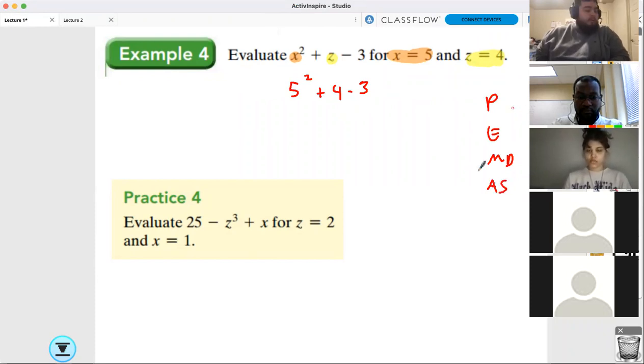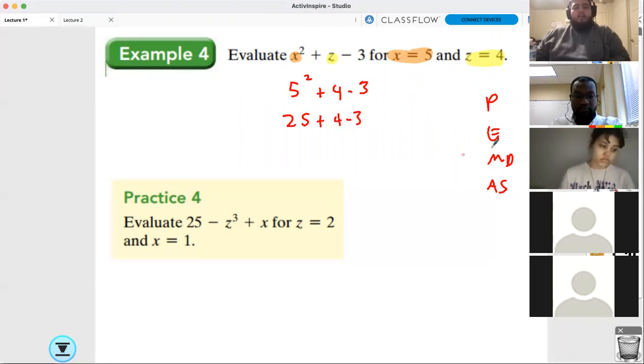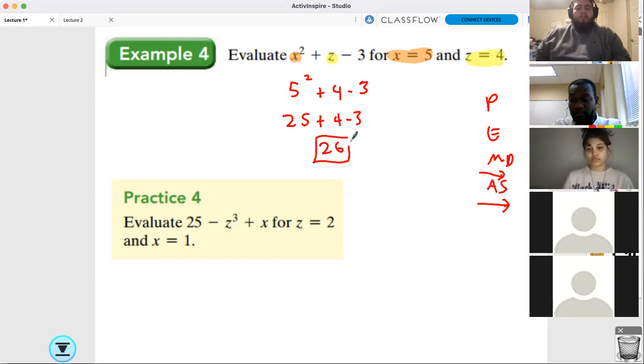Now I'm not always going to write PEMDAS, but I want you to know how I do it if I was you. So no parentheses. I see exponents here. 5 squared is 5 times 5, which is 25. Bring down everything else. Then multiply, divide. There's no multiplication or division. So now we add and subtract from left to right. So 25 plus 4 is 29. 29 minus 3 is 26. And we are done.